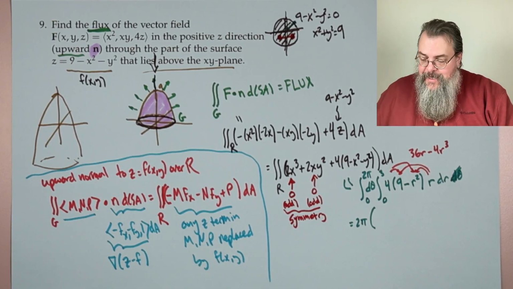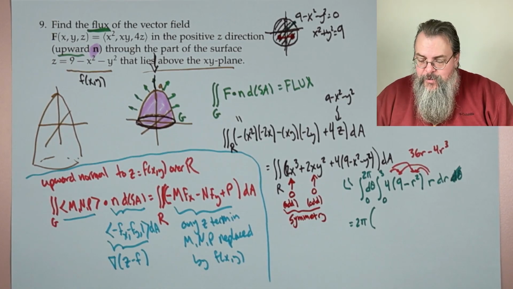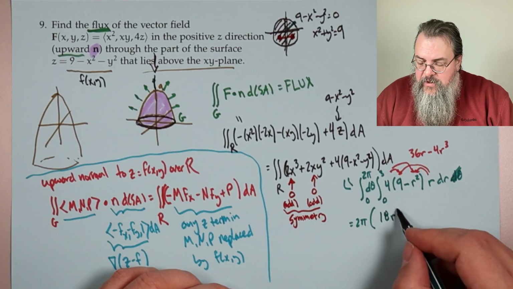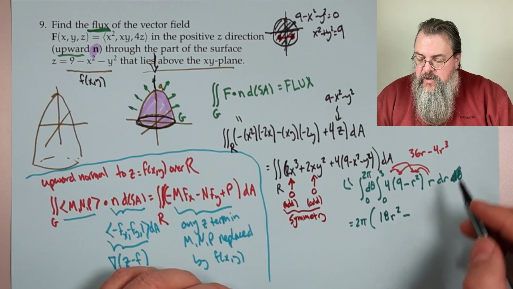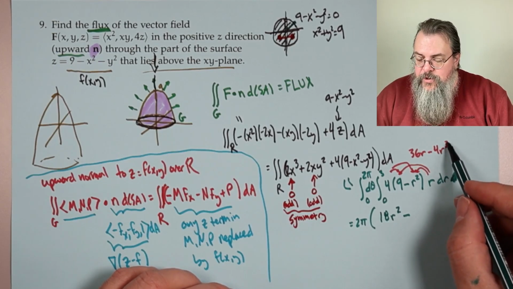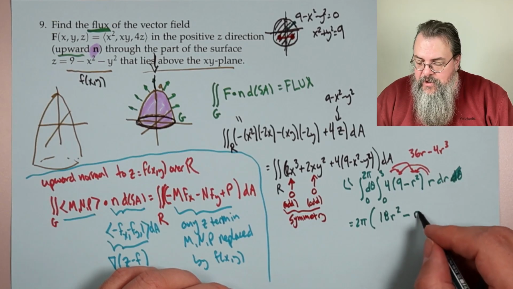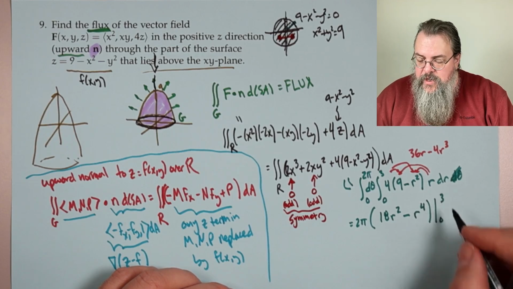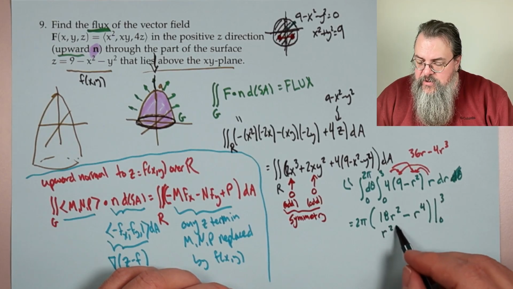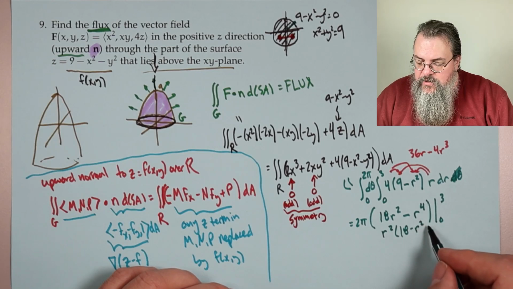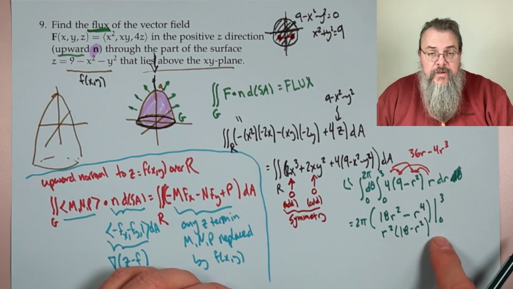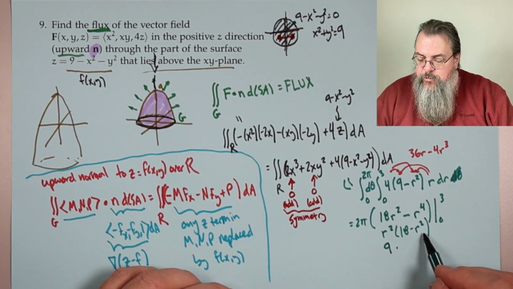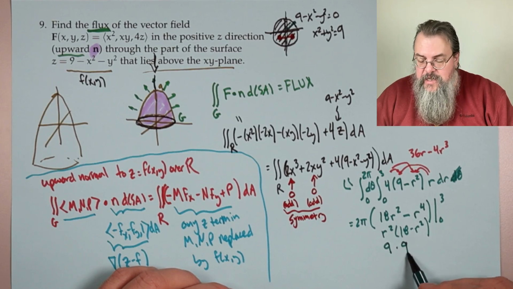Okay, when we integrate that with respect to r, what do we get? Well, we'll get r squared over 2 times 36, 18r squared. Minus r cubed becomes r to the 4th over 4, but times 4, minus r to the 4th. And we're going to evaluate that from 0 to 3. Now, you can pull out an r squared, so this is r squared times (18 minus r squared). When you plug in 0, you get 0. When you plug in 3, you're going to get 9 times (18 minus 9), which is 9.